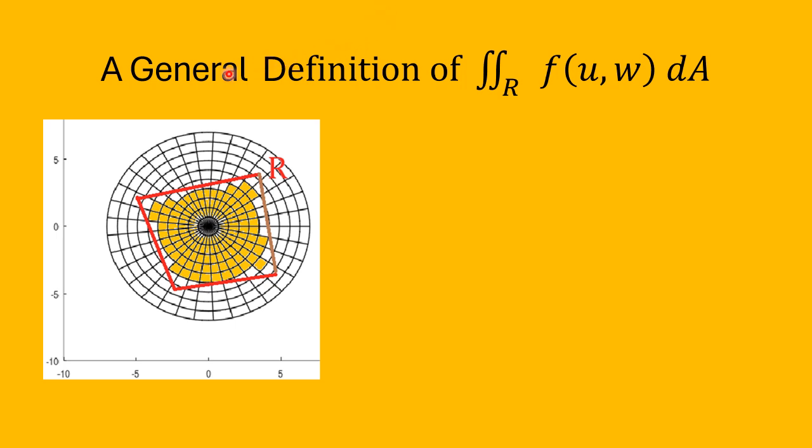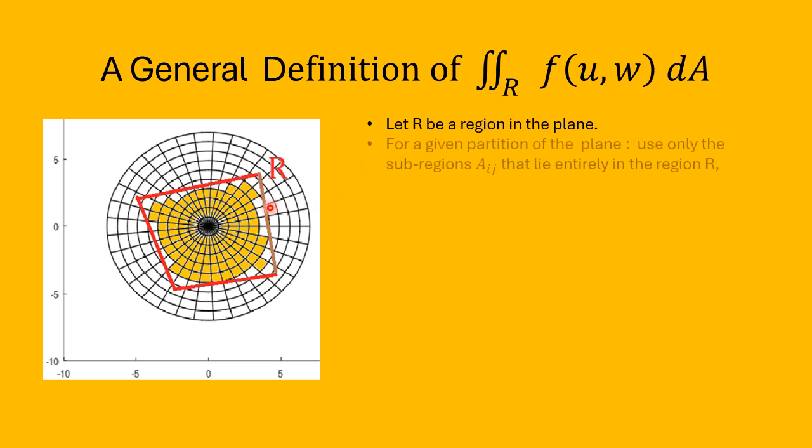Let's look at a general definition of the double integral over a region R of f of u and w dA. Let's let R be some region in the two-dimensional plane. For instance, we could let R be the stuff inside what looks like a trapezoid. So R will be a two-dimensional region in the two-dimensional plane.